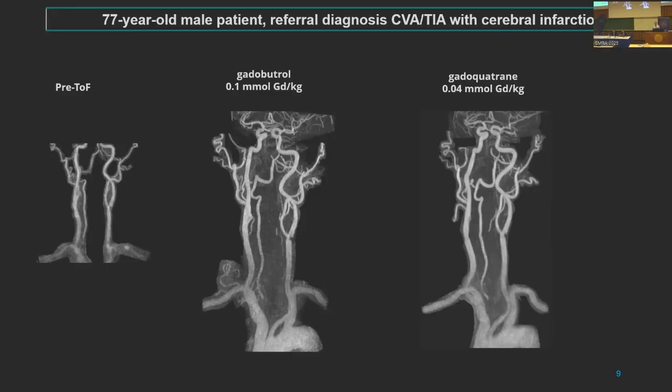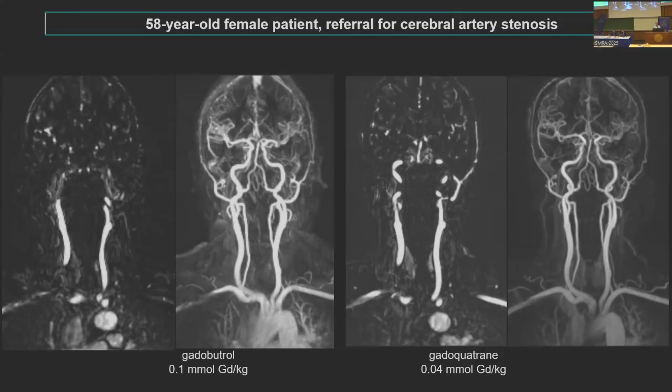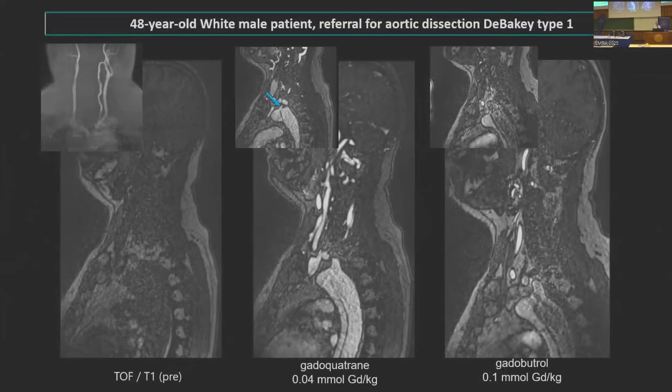So you can all be readers if you want, blinded to which patient got the standard of care agent versus the lower dose gadoquatrane. You can decide for yourselves which images you like better from some of these patients who were referred for varying indications, including this patient who actually had an aortic dissection. And you can see the difference between the gadoquatrane and gadobutrol for that patient.